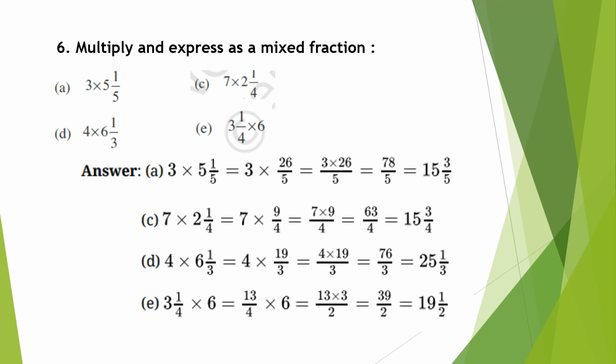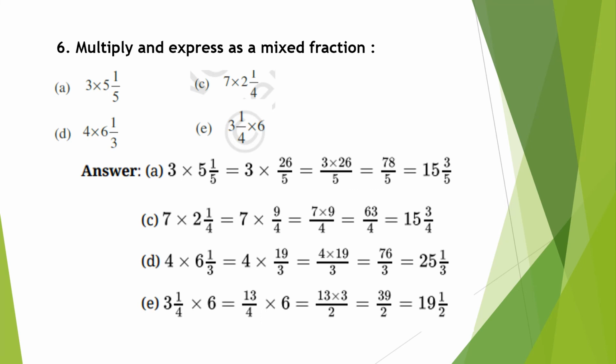Now this is of the form whole number multiplied by a fraction. So multiply the whole number with the numerator and keep the same denominator. So we get the answer as 3 into 26 whole divided by 5. There is no common factor in numerator and denominator. So if we are multiplying, we get 78 upon 5, which is in the lowest form and it is an improper fraction. So definitely we can convert it into a mixed fraction. So the answer is 15 integer 3 by 5.